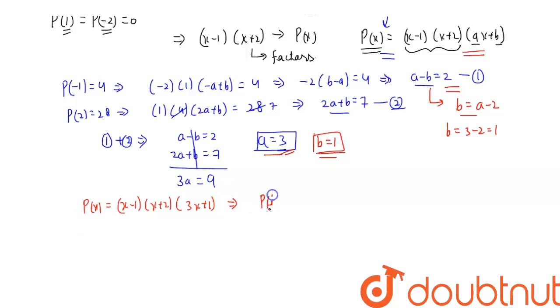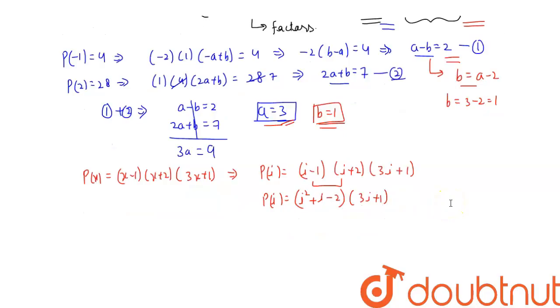and we get the p of i as i minus 1 multiplied by i plus 2 multiplied by 3i plus 1. Now we are going to multiply the first two terms, and we get the p of i as i into i, that is i square. Here we have minus i, and here we have plus 2i. So we get plus i, and here we have minus 2 also. So we have got this from multiplying the first two brackets. And here we have the third bracket as 3i plus 1, like this.